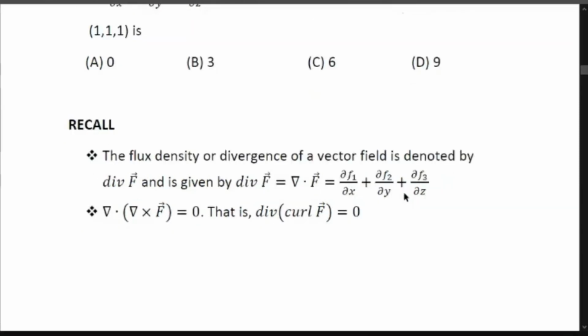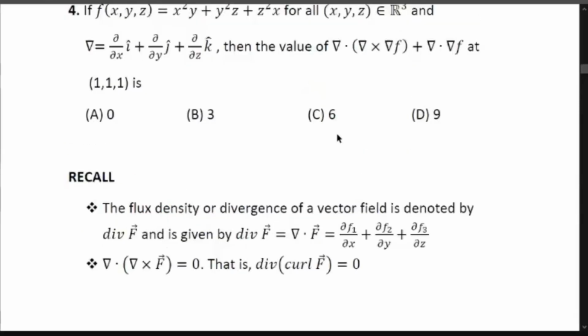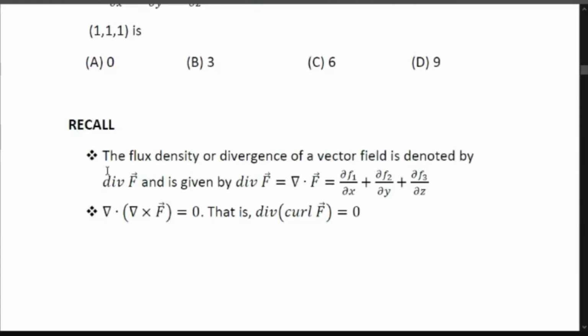Before that, we have seen del dot some vector field here. So you can see what is that. The flux density or divergence of a vector field, which is denoted by div F, is given by del dot F. So that del dot F is the divergence of the vector field. And there is a result on divergence and curl. That is, divergence of curl of F is always 0.